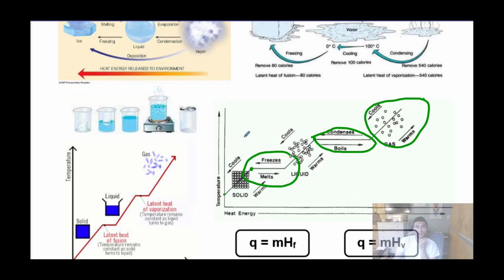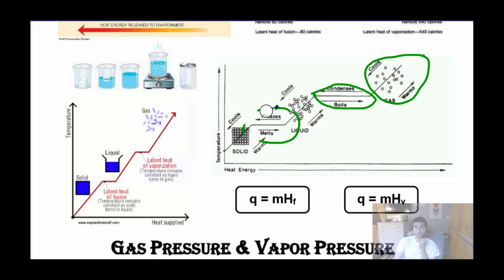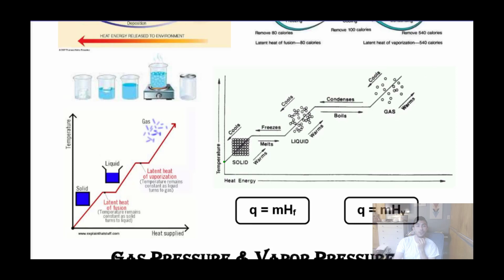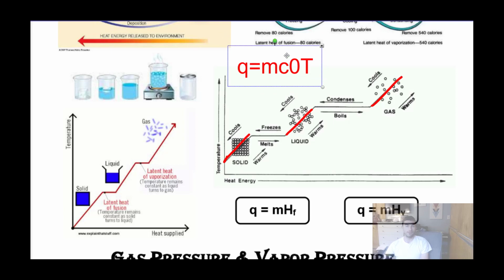Now, because the temperature doesn't change during these regions, we cannot use mcΔT to calculate the energy involved in the phase change. We can use mcΔT for these specific regions. So here, here, and here, we can use Q = mcΔT. We can use it because I have a mass of the substance. I can figure out what the specific heat is, and then I can figure out what the change in temperature is because I have a change in temperature.